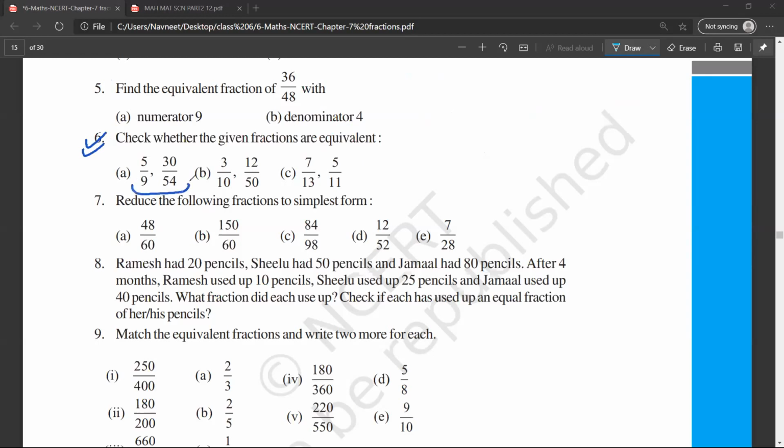Are these equivalent? Mr. Sarthak, A part. No, sir. C. Sorry, yes, sir. 6 5s are 30, 6 9s are 54. So they are equivalent. Yes. Are these equivalent?